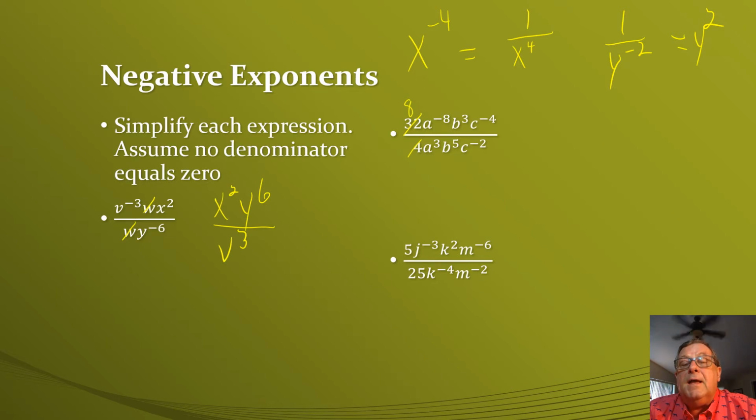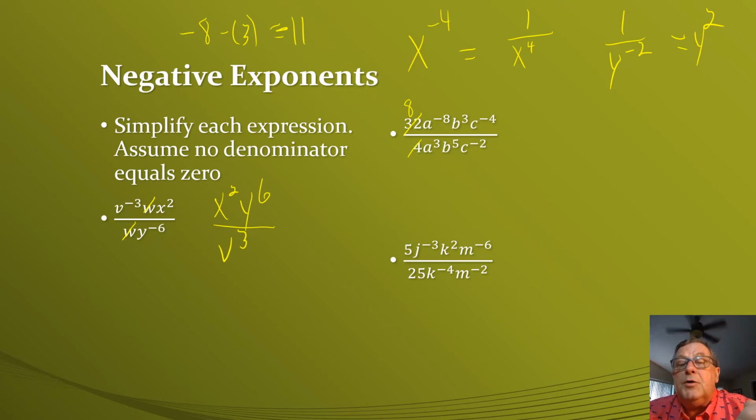All right, then I've got a negative 8 divided by a cubed. So I'm subtracting these because I'm dividing. And so that's like negative 8 minus 3. Correct? All right. Well, that's going to be 11, but it's going to be negative 11. So that's going to put the a down in the denominator raised to the 11th power.